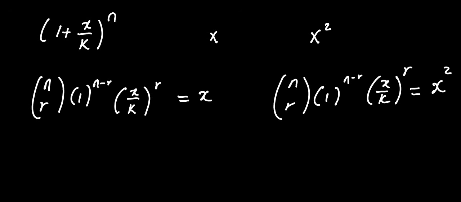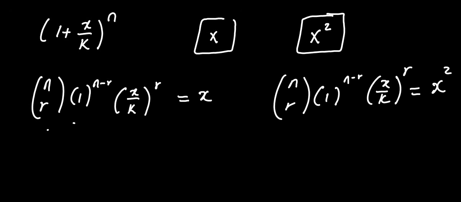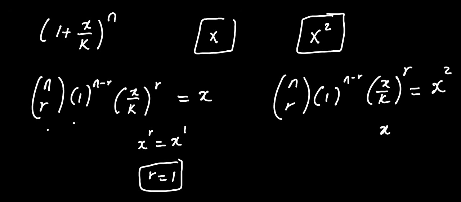So we want to get the r for the term that has x, and also the r for the term that has x squared. The only time you see x is in this part here, so x is raised to the power r. We equate it to x to the power 1, implying that r is equal to 1. On this part, x to the power r is equal to x to the power 2, meaning r is equal to 2. That's what you get.